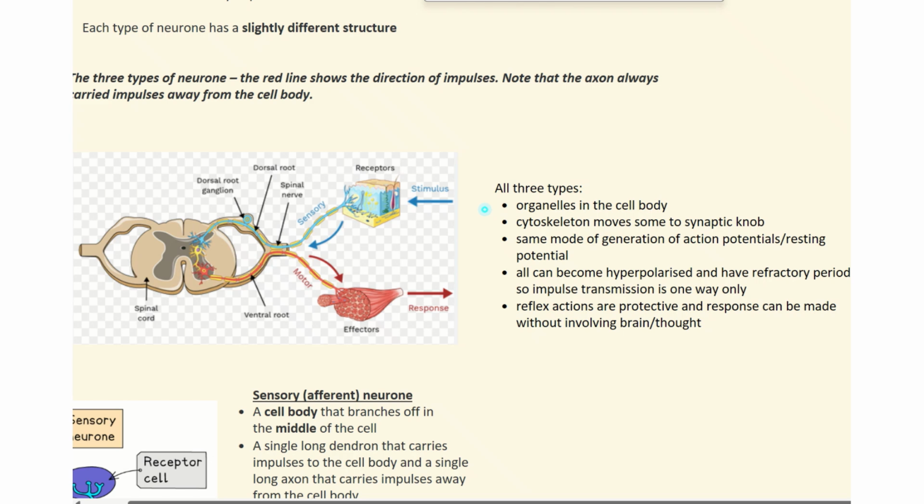All right, just to make sure we're comfortable, all nerve cells are going to have organelles. A cytoskeleton will help these organelles move within the structure. You've learned about the cytoskeleton, which helps things within the cytoplasm to move. And we know about action potentials. Some happen with the brain and some happen without the brain.